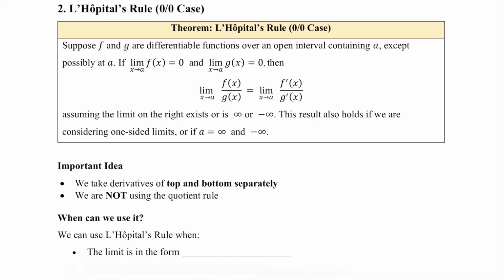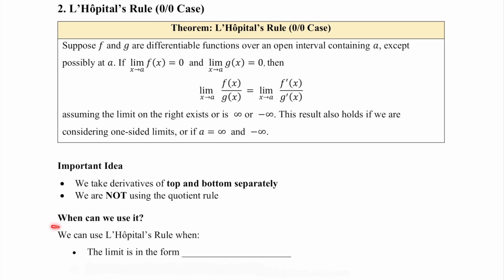Now, here's something really important to remember. When we apply L'Hopital's rule, we take the derivative of the top and the derivative of the bottom separately. We do not use the quotient rule. This is a very common mistake, so be careful. Just differentiate the numerator, differentiate the denominator, and then rewrite the fraction.